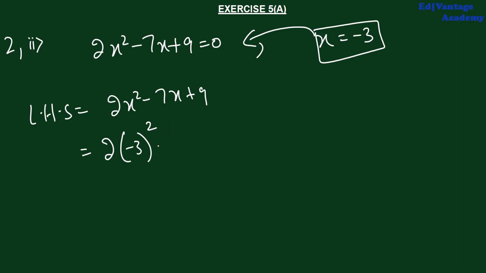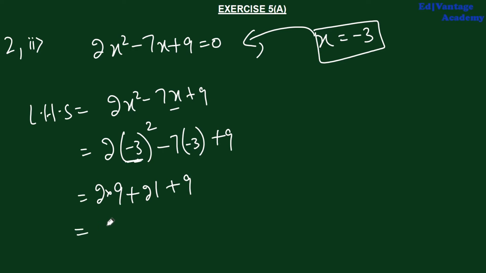So minus 7 into x. What to substitute in place of x? Minus 3, plus 9. So it is 2 multiplied with minus 3 square. That's like minus 3 into minus 3. Whenever you have a square on a minus, it becomes plus. Square of 3 is 9. And minus 7 into minus 3 is plus 21, plus 9. It's 2 into 9, that's 18, plus 21 plus 9. And 9 plus 21 is 30, plus 18 is 48.